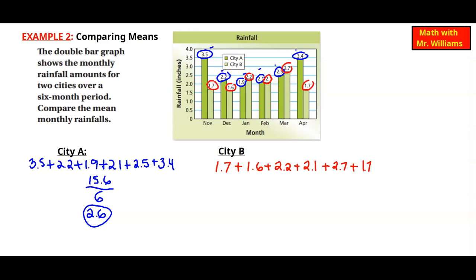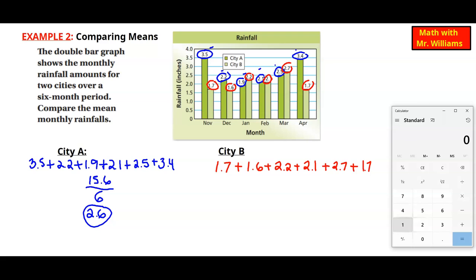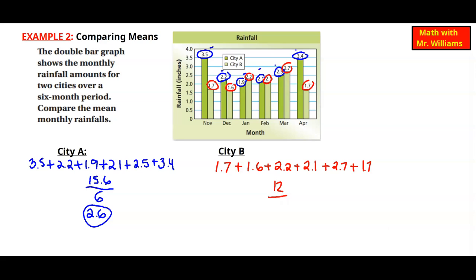So we have 1.7 plus 1.6 plus 2.2 plus 2.1 plus 2.7 plus 1.7. So let's go ahead and break out our calculator. So we have 1.7 plus 1.6 plus 2.2 plus 2.1 plus 2.7 plus 1.7, giving us 12. Now, same 6, so 12 divided by 6 will give us 2 for our mean for City B.